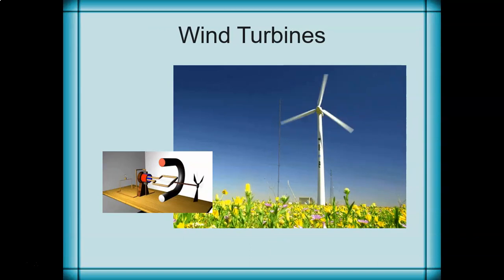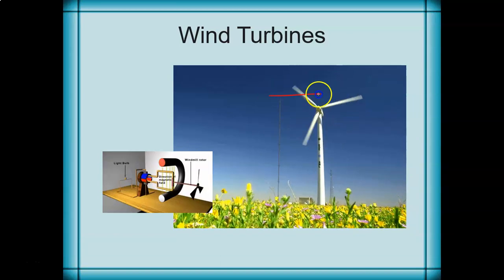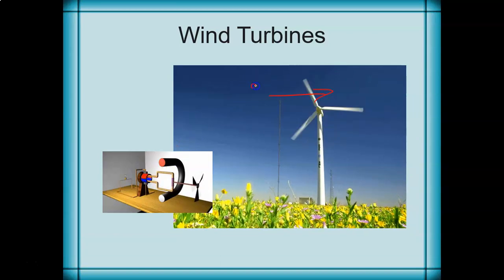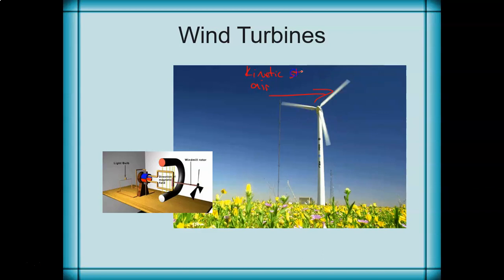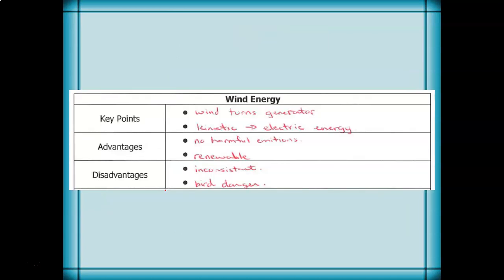Now, wind turbines, same idea, it's just that instead of using water, we're using moving air, your kinetic store of energy to move, right? Wind is turning the generator and the kinetic store is becoming electric energy. There are no harmful emissions and it is renewable, but it is very inconsistent. Okay, that's one thing to watch out for. This is a very inconsistent source of energy.